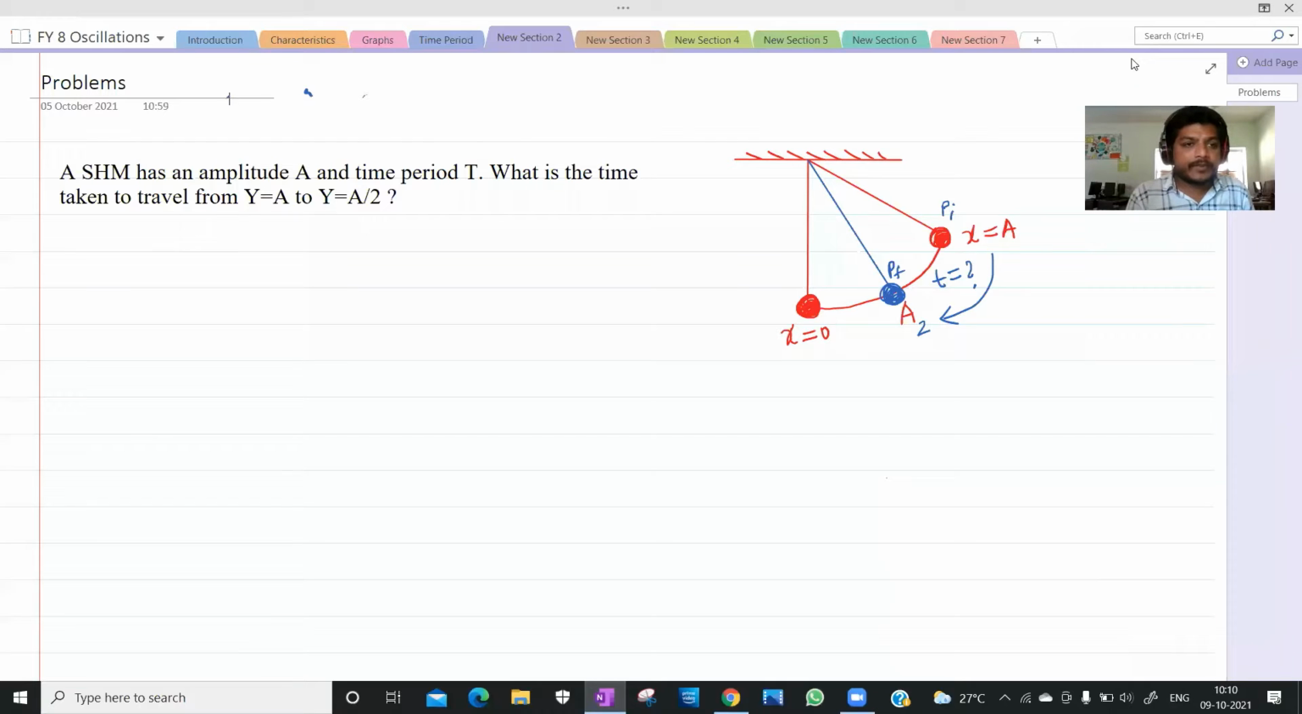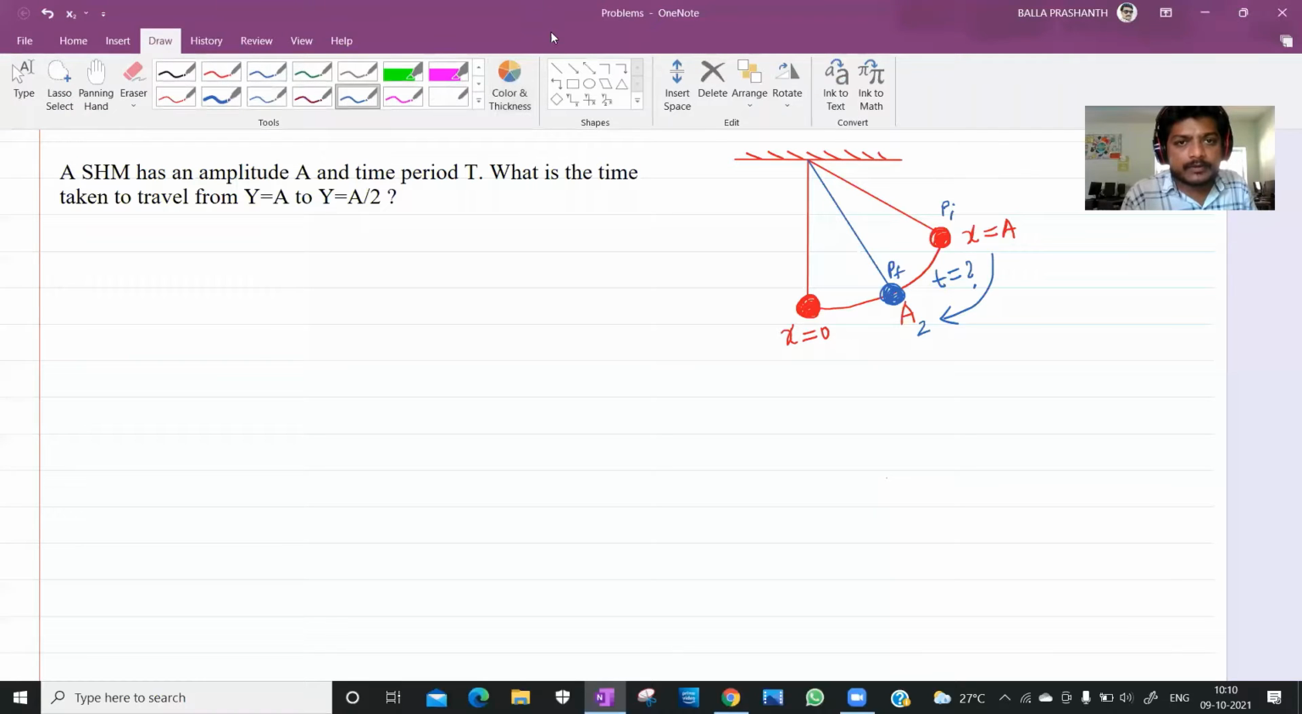Okay, right. Listen. This is very, very important. Read this question once again. I will explain. A simple harmonic motion has an amplitude capital A and a time period capital T. What is the time taken to travel from y equals a to y equals a by 2? Small correction, not x equals a. This is y equals a to y equals a by 2.